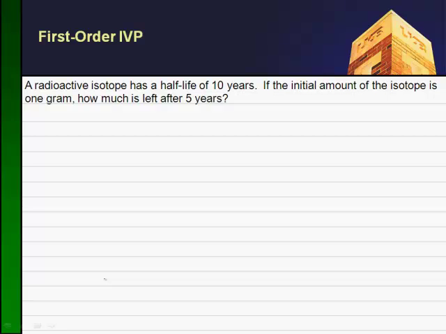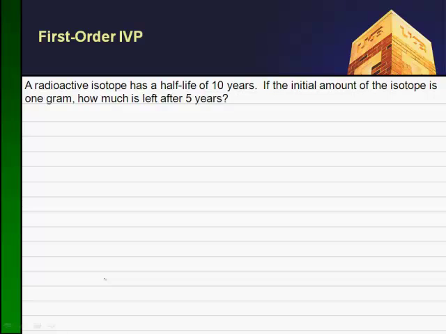Okay, so here's an application which we can use first order ODEs to solve. We have a radioactive isotope, it has a half-life of 10 years. If the initial amount of the isotope is 1 gram, how much is left after 5 years? This was something I remember from pre-calculus or algebra, and we could use just plain old pre-cal to solve this. But the purpose is to show the difference equation that it comes from.